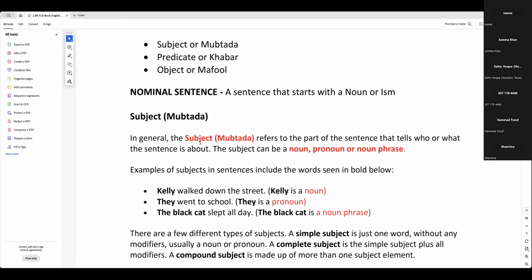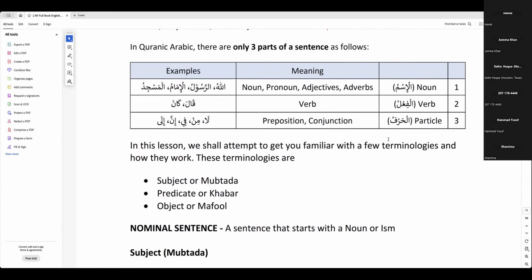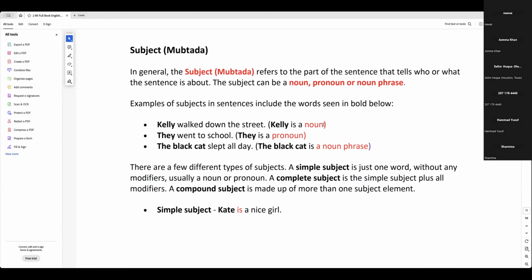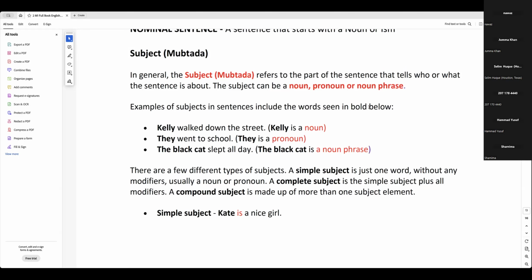In general, the subject, which is mubtada, refers to the part of the sentence that tells who or what the sentence is about. The subject can be a noun, pronoun, or noun phrase, like we explained at the top here: noun, pronoun, adjective, and verbs. A subject in a sentence includes the word seen in bold below. See the subject here in bold.